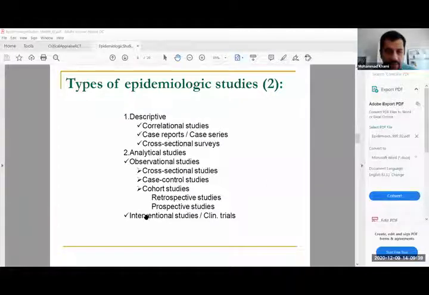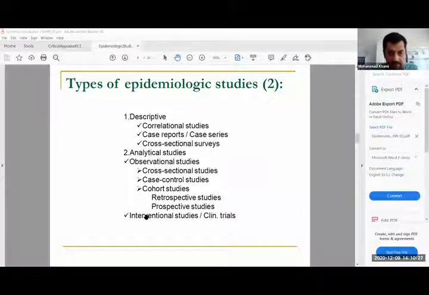Here we have two main categories: descriptive and analytical studies. In descriptive studies, we have three main types: correlational studies, case report and case series, and cross-sectional surveys. Some people prefer not to call case report a specific type of epidemiologic study, but just a type of article. But some people believe that we should name them as studies. So we have these three categories in descriptive epidemiology, and then in analytical studies we have observational studies.